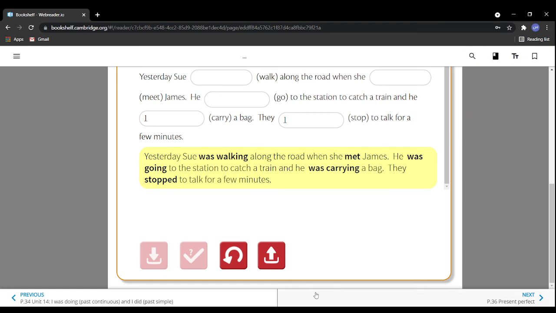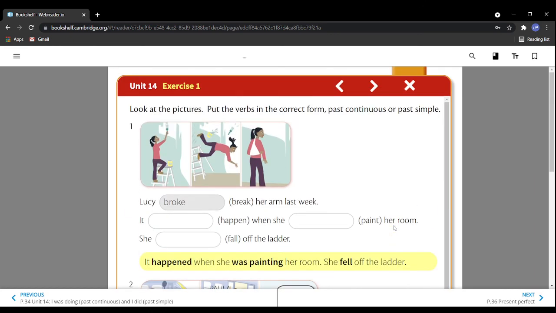Okay, let's go to the next exercise. So that's the only exercise. So hopefully this is a simple review for what we have taken, Unit 11, 12, and 13.